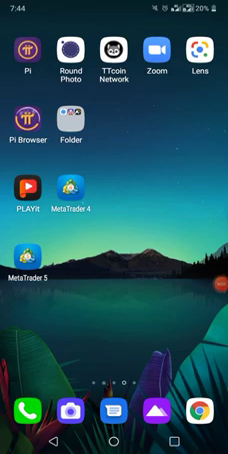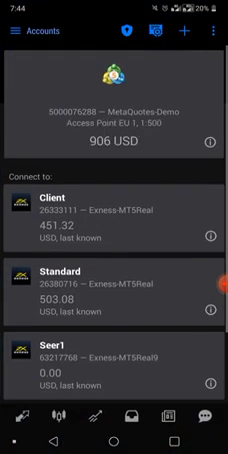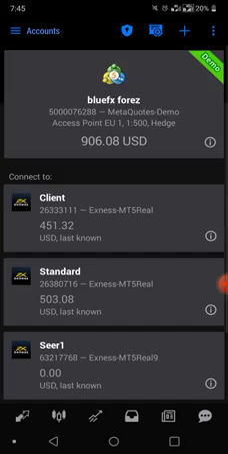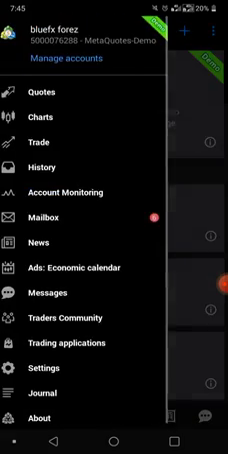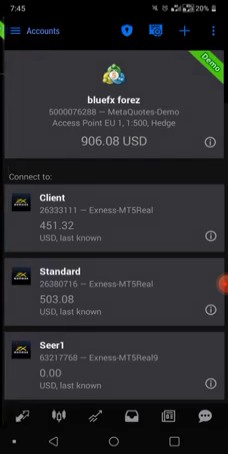I want to show you how the MetaTrader 5 platform is and its functions. When you click on your MetaTrader 5, the first thing you see is three dots up there. See where I've clicked. When you click from there, you choose manage accounts.